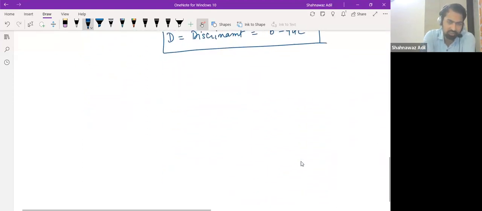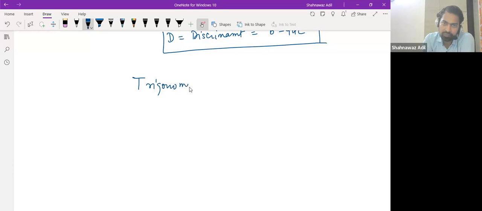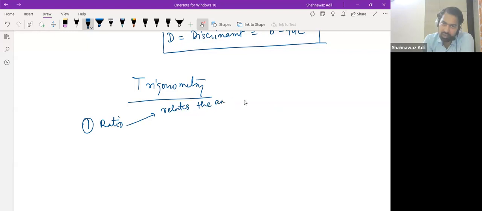Then in trigonometry, what did we do? In trigonometry, first thing we learned about was the ratio, right? And what does this ratio do? It relates the angle with the sides of a right angle triangle, right? So this was the ratio, and we learned that there are totally six, but mainly three trigonometric ratios.